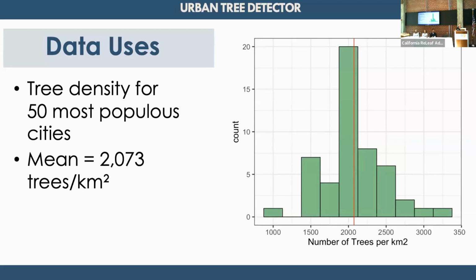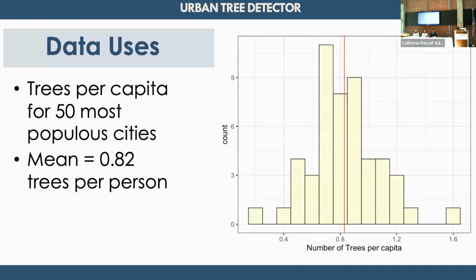Now, maybe that number might be kind of meaningless, but a lot of people think about trees in terms of trees per capita. For the 50 most populated cities in California, it's about 0.8 trees per capita. And that is a cool number because then you can do some goal setting with that. Maybe in California, we want there to be at least one tree per person. That seems like a good goal.